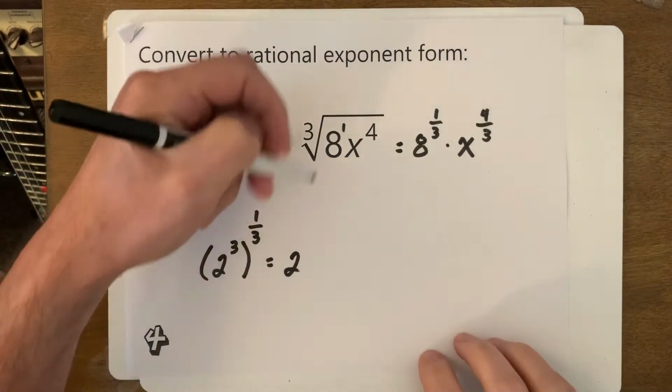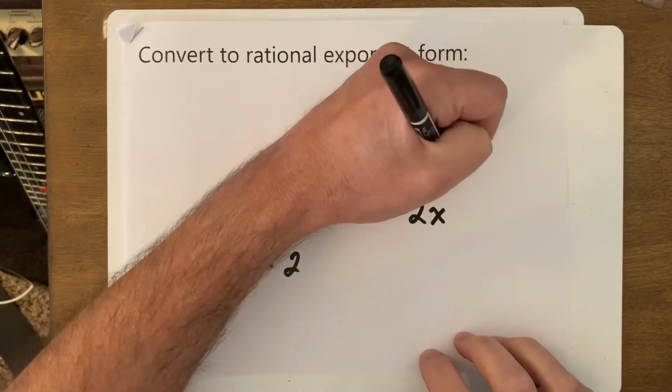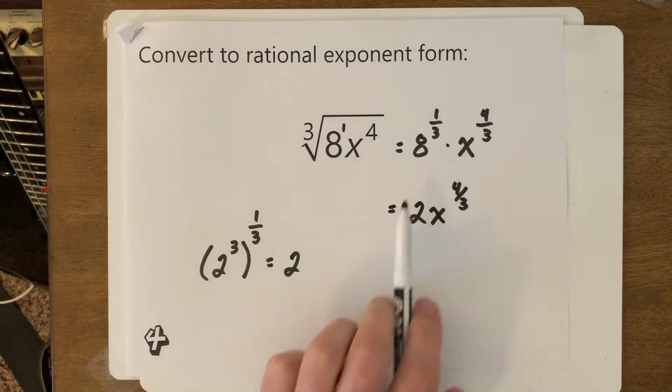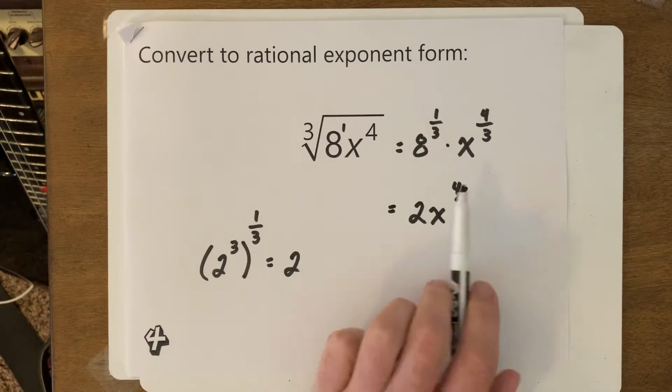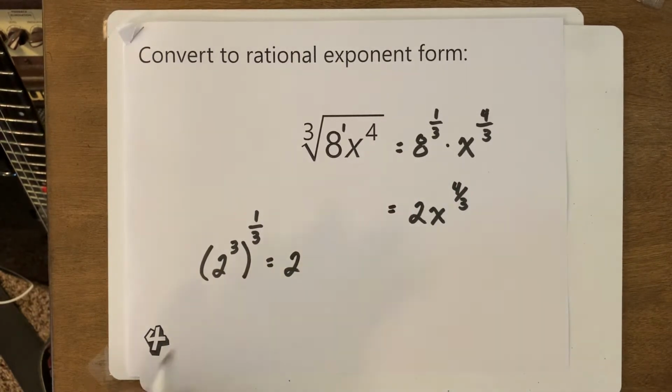The back of the book answer would be probably something like this: 2x to the 4/3. And that's really what we want to do. We want to simplify things as much as possible. And it takes practice and it takes skill. And so this is the answer that we'd want to get towards, at the end of our learning here, to simplify it completely.